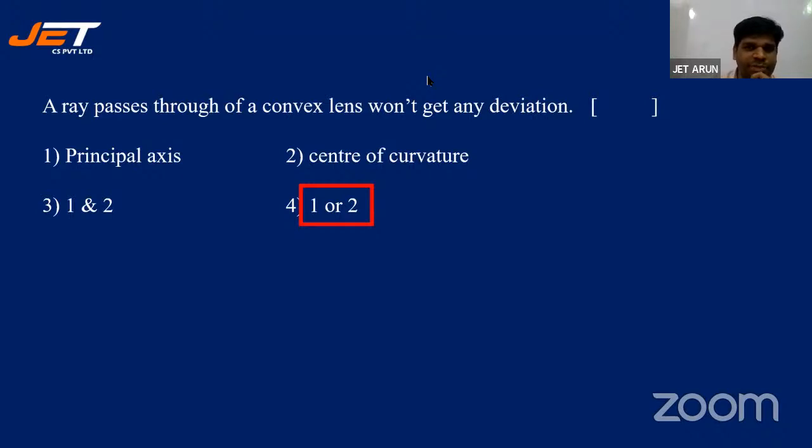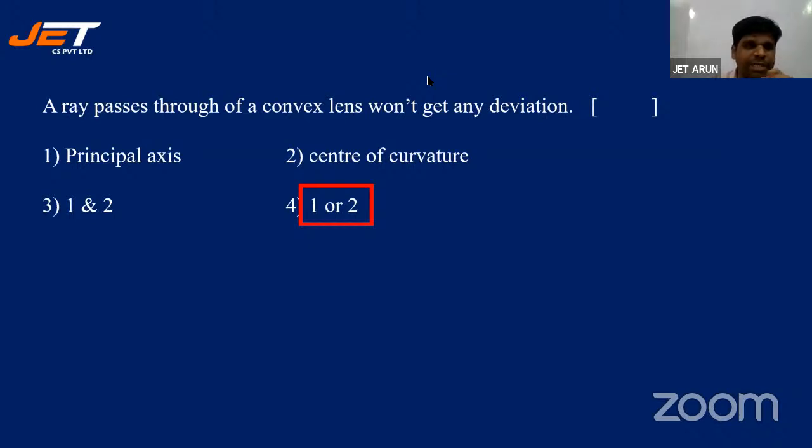That's supposed to be optic center, students. There's a mistake over there. Not center of curvature of a convex lens. My bad. All right, make a note: a ray passing through optic center will not get deviated.